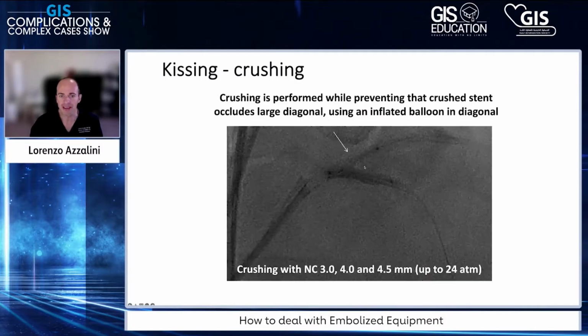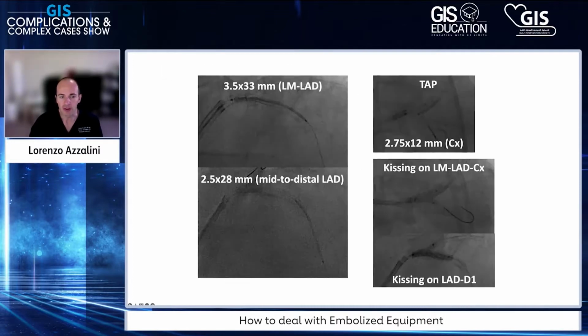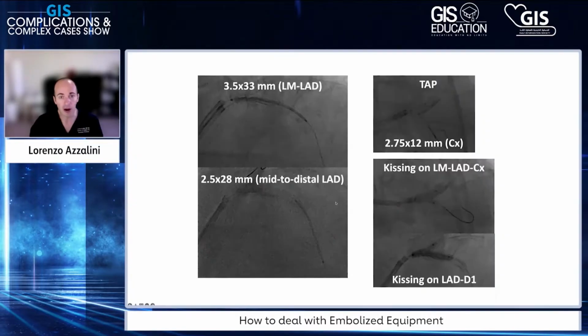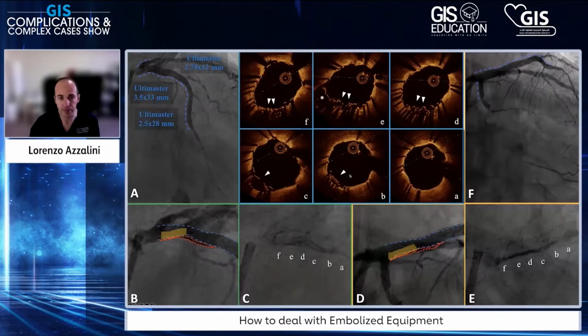In this case, we performed a kissing balloon inflation to crush the stent because we wanted to avoid the stent being dislodged and occluding the diagonal ostium during this crushing maneuver. Then we proceeded with further stenting also on the left main that required stenting, and this is the final result. You can see here this orange-brown area is where the stent is crushed. You can see higher metal density, and interestingly on OCT you can see that the metal is crushed and excluded by the newer stent.